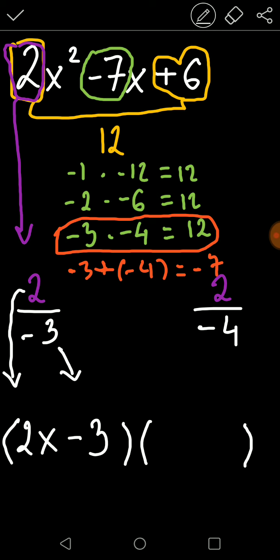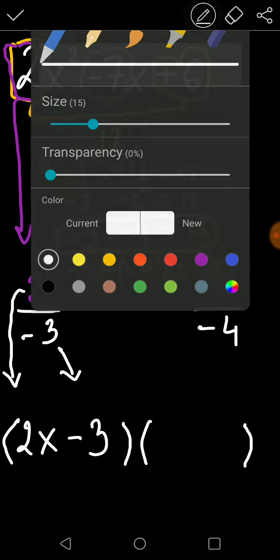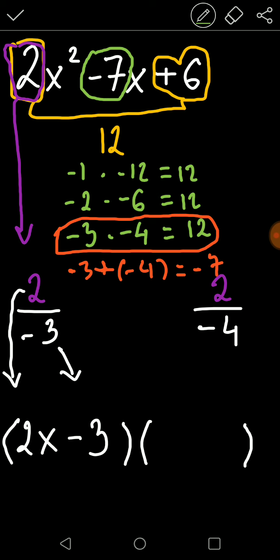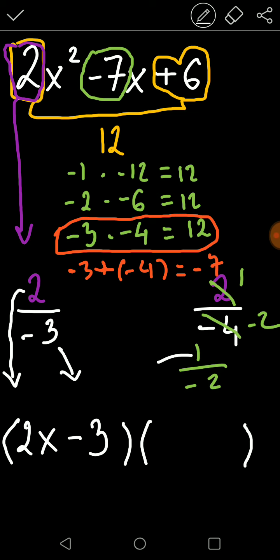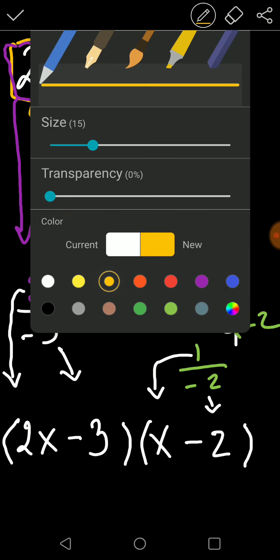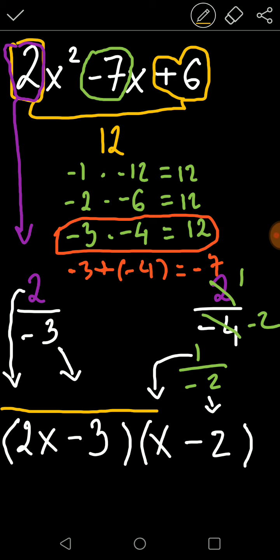If we look to the right, we see 2 over negative 4. Well, this here I could simplify. I could divide top and bottom by 2. So 2 divided by 2 is just 1. The bottom is negative 4 divided by 2, which is just negative 2. So my new fraction is 1 over negative 2. And now I can go ahead and write that inside. 1x goes here. And then the next number, negative 2, goes here. So this is our completed factor. So we have 2x minus 3 times x minus 2.